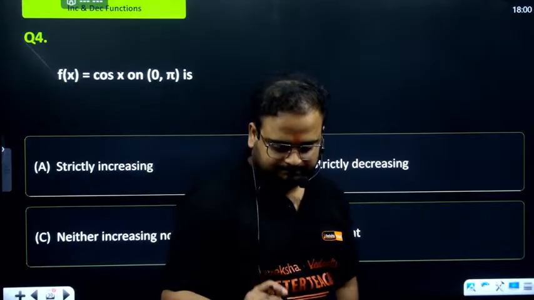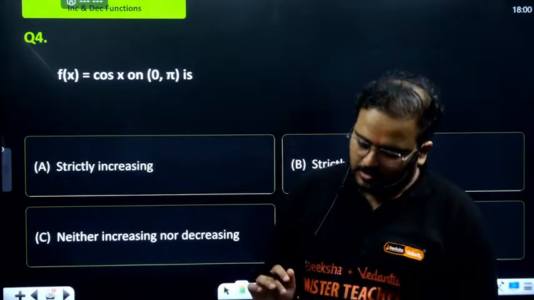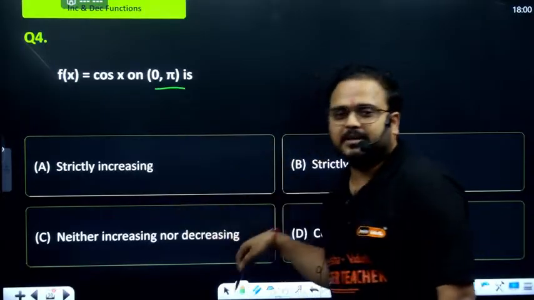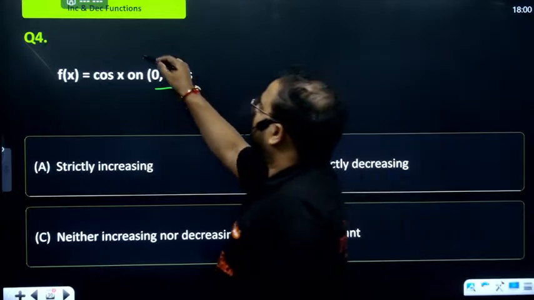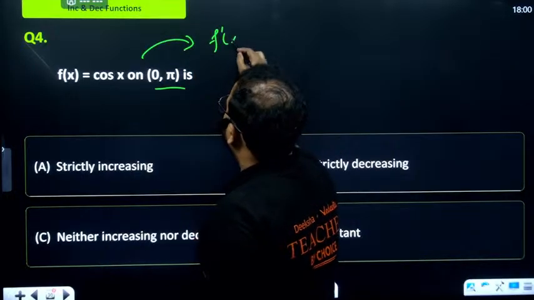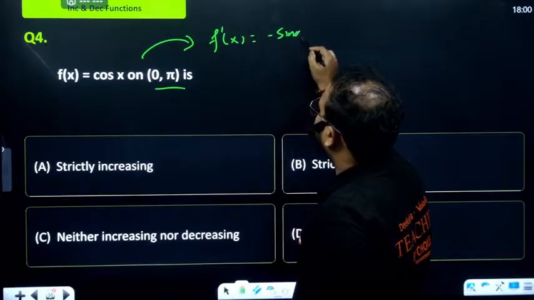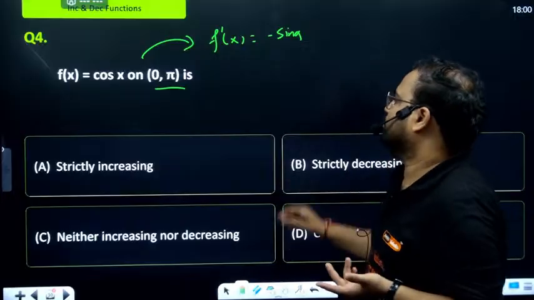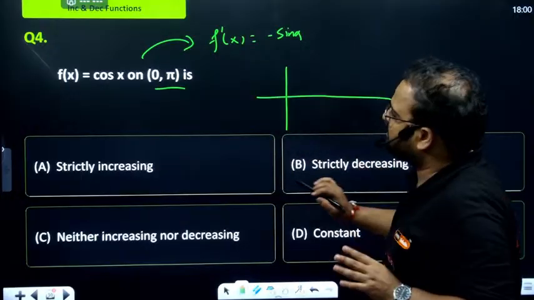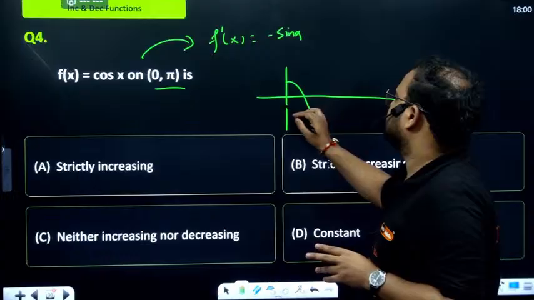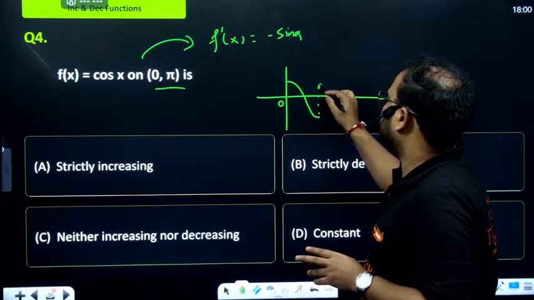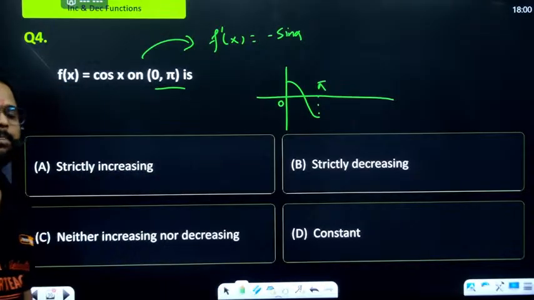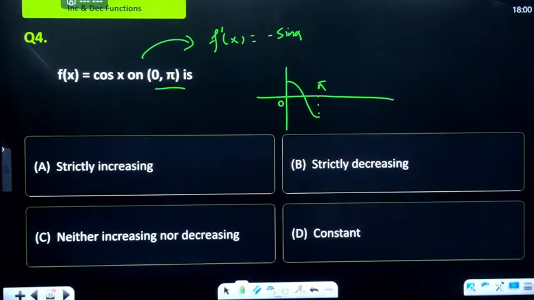If I have f of x equals cos of x in the interval 0 to pi, what nature is there? Usually in AOD we differentiate, find f dash of x, get a minus sign, and check the nature in 0 to pi. That's not incorrect, but we don't need to draw the graph of cos x. 0 to pi means the graph is this. This is 0 and this point is pi. Look at the graph's nature. Increasing, decreasing, what is there? Decreasing, sir.